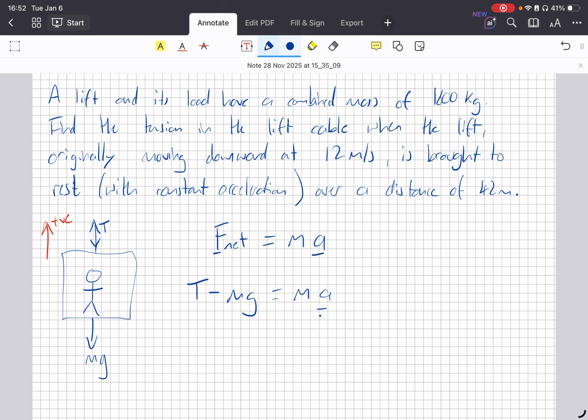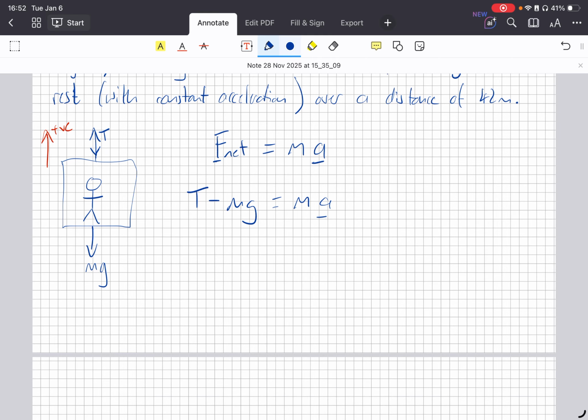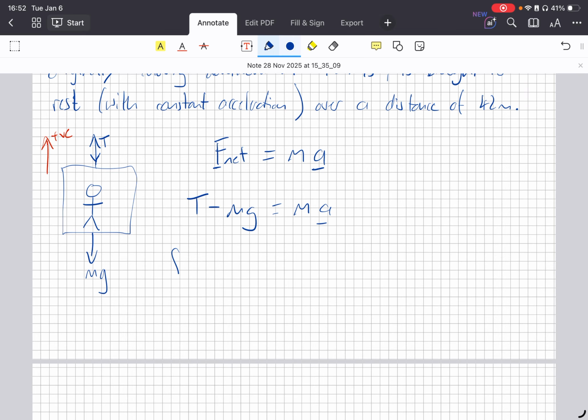The twist here is that we actually don't know what the acceleration is. We're told in the question that the lift is initially moving downwards at 12 meters per second. It's brought to rest, and we're told over what distance that happens. Using that information, we can calculate the acceleration. We're going to use our kinematic equations to do that, i.e. the SUVAT equations. So we know that the displacement is 42 meters.